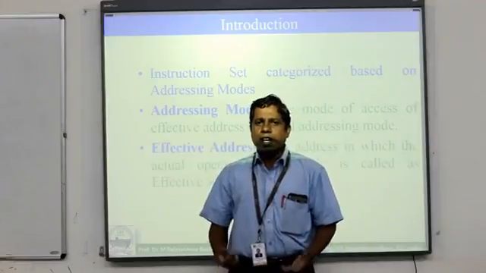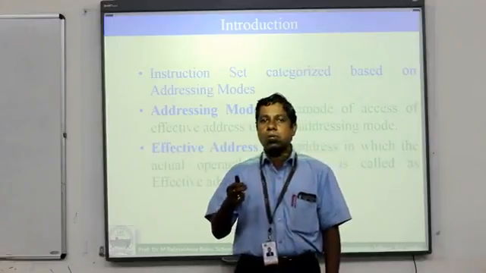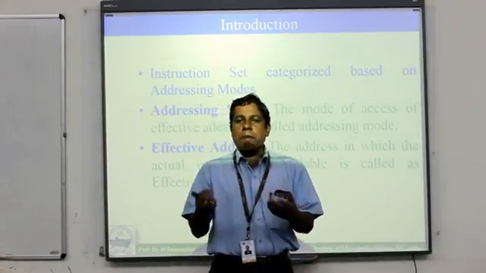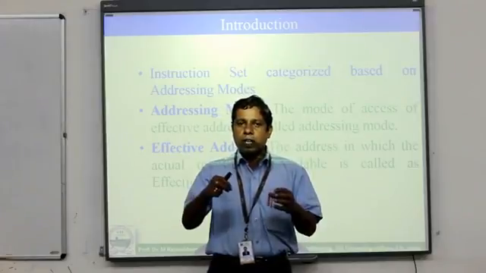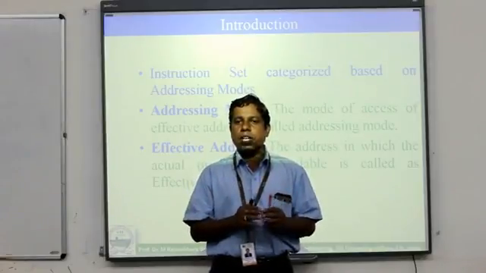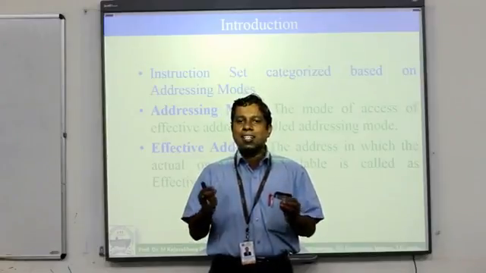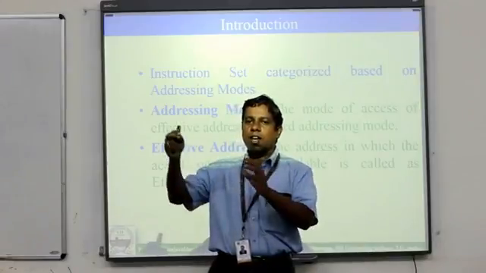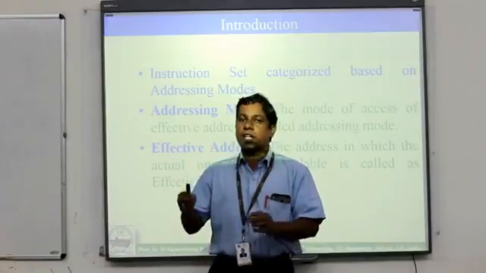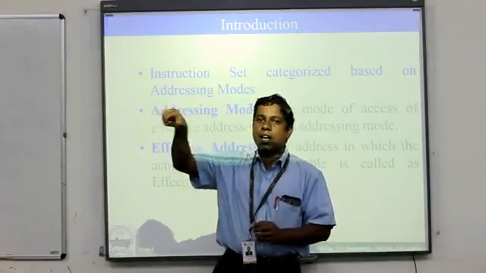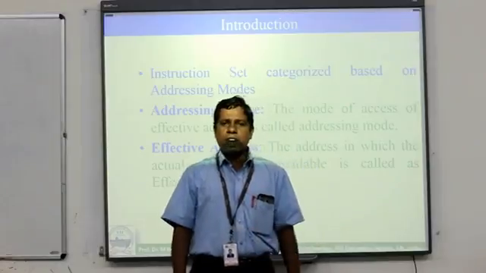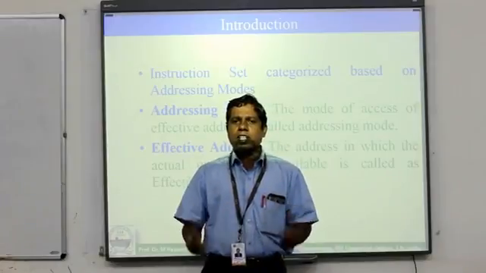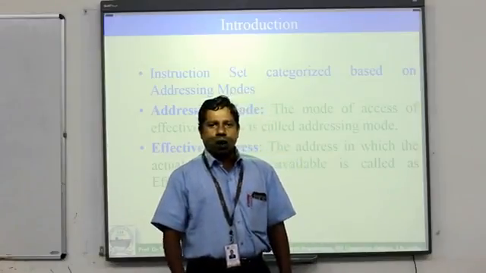What is the effective address? The address in which the actual operand is available, we call it the effective address. That means there is the operand. What is the operand? What is the operation? To perform any operation, we need the operands. For example, if you say 2 plus 3, 2 is an operand, 3 is an operand, plus is the operation. These 2 and 3 are somewhere at an address. That address we call the effective address. The mode in which we access that effective address we call the addressing mode. There is a wide variety of addressing modes. Before explaining all these addressing modes, let me take an analogy and explain in a better way.